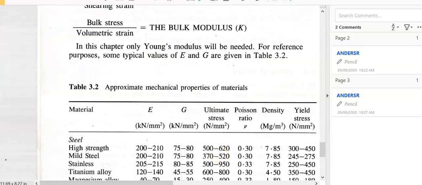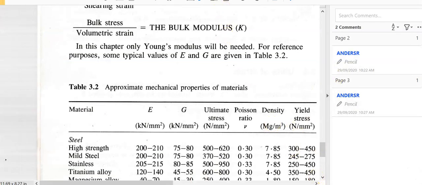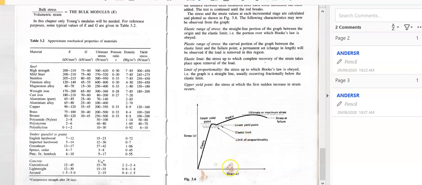Now, let me just clean the board here for a second. Right, remember, we said there that stress is equal to force over area, and strain is equal to the changing length over the original length. Now remember when I drew that stress-strain diagram, this one over here. There it is, the stress-strain diagram.